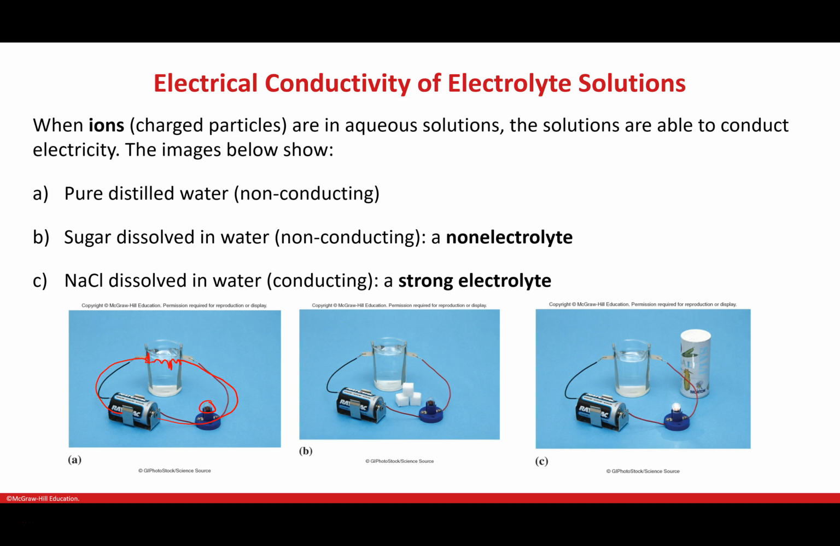So if you had Gatorade in there, the electrolytes in Gatorade, yep.